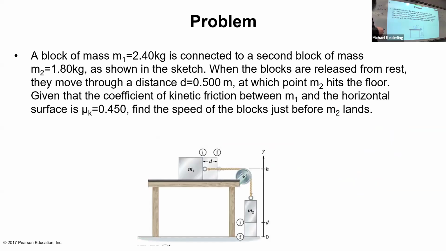Here we have a block of mass 1 at 2.4 kilograms. It's connected to a second block of mass 2, 1.8 kilograms, as shown in the sketch. When the blocks are released from rest, they move through a distance of 0.5 meters, at which point M2 hits the floor. Given that the coefficient of kinetic friction between M1 and the horizontal surface is 0.45, find the speed of the blocks just before M2 lands. So remember that the force for kinetic friction is mu kinetic times the normal force. So I'll give you guys a few minutes to work on it.